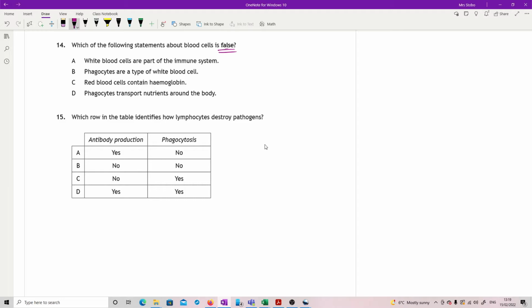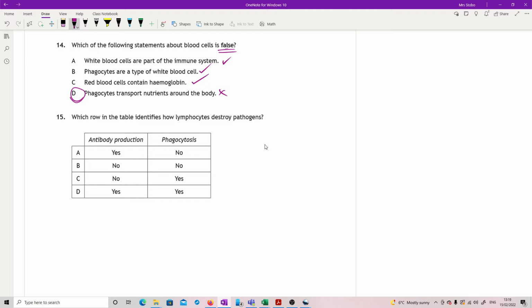14. Which of the following statements about blood cells is false? So we're looking for an incorrect one. White blood cells are part of the immune system. Absolutely agree. Phagocytes are a type of white blood cell. Yep. Red blood cells contain hemoglobin. Definitely. Phagocytes transport nutrients about the body. No, they are part of your immune system. So D.